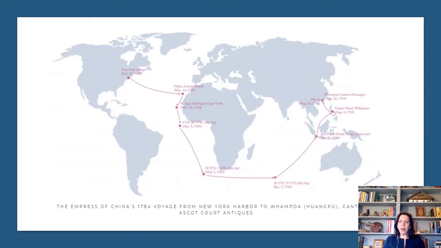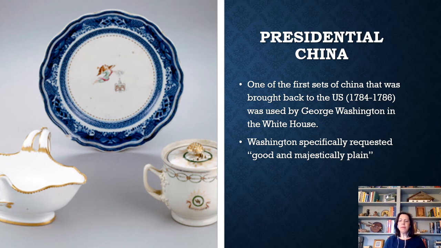And just so that we're aware of how difficult this was, this is the actual route that the Empress of China took. So again, I love that it all starts and ends in New York City, of course, but it would have departed from New York City and then goes all the way around the continent of Africa before swinging back up and landing in Canton, China, and then repeating that whole route to get back home. So this was definitely a long and difficult journey.